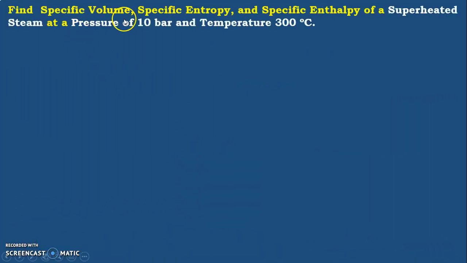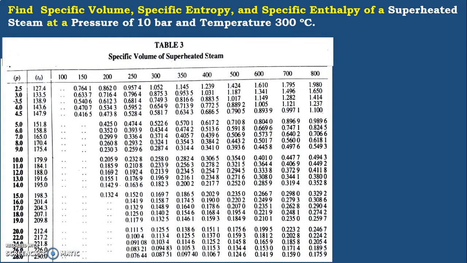Find specific volume, specific entropy and specific enthalpy of a superheated steam at a pressure of 10 bar and temperature 300 degrees Celsius. From this, we can conclude that superheated steam table can be used. In case steam is not mentioned, pressure and temperature alone is mentioned, then it is necessary to find out either it is saturated vapor or superheated vapor.